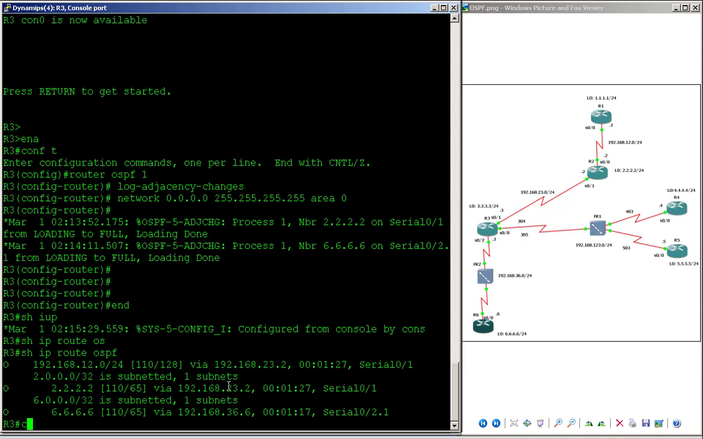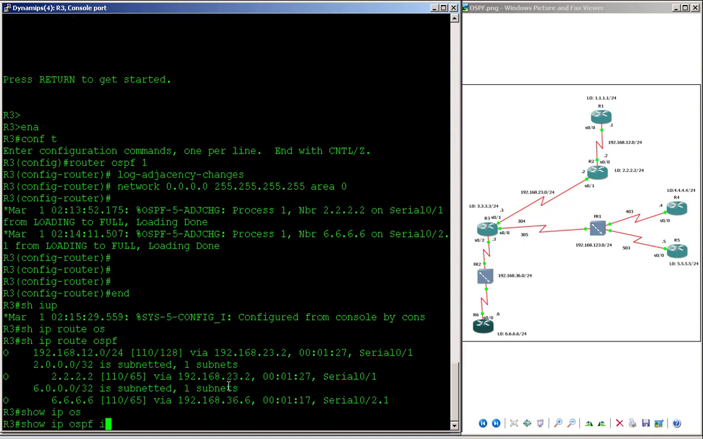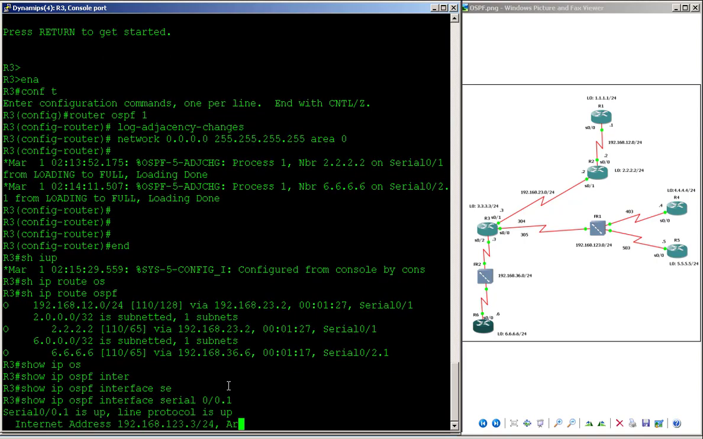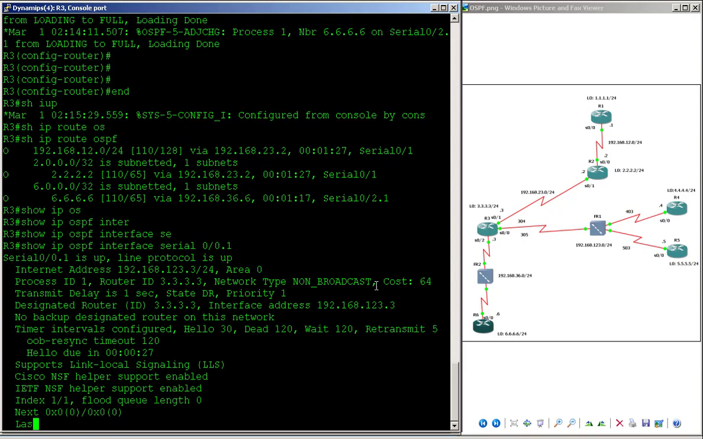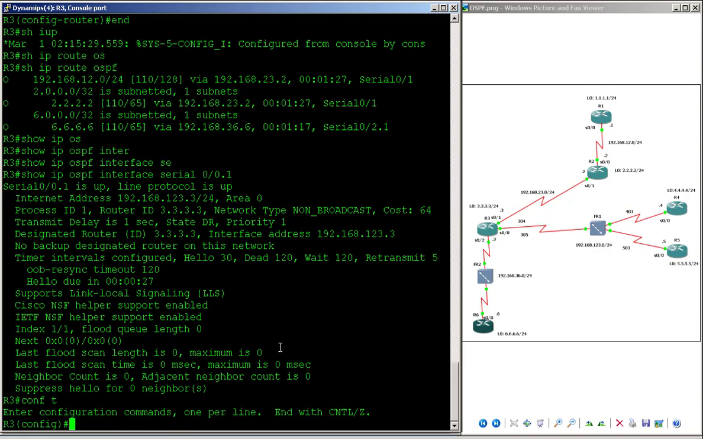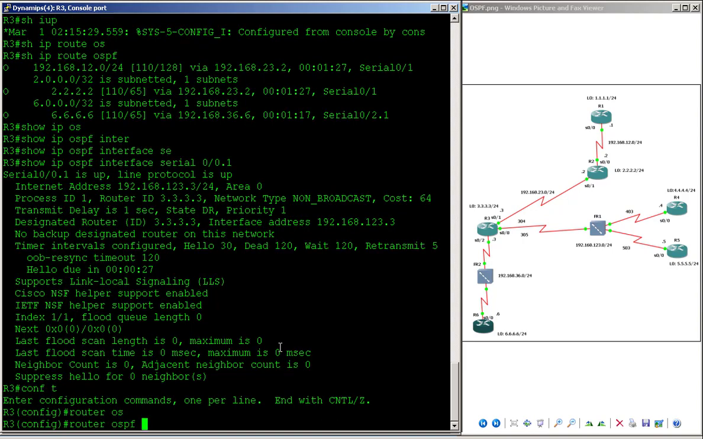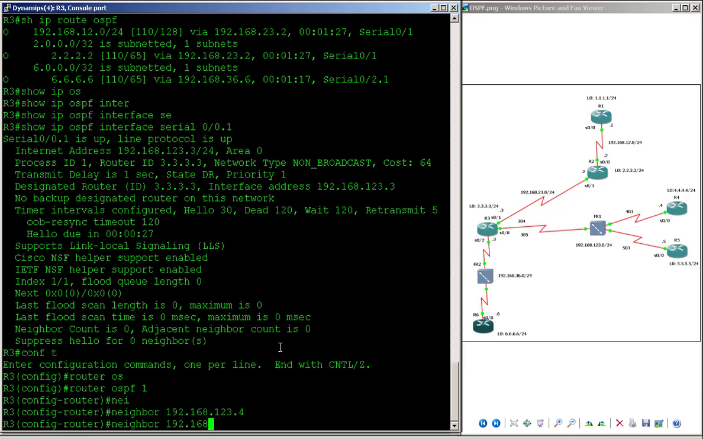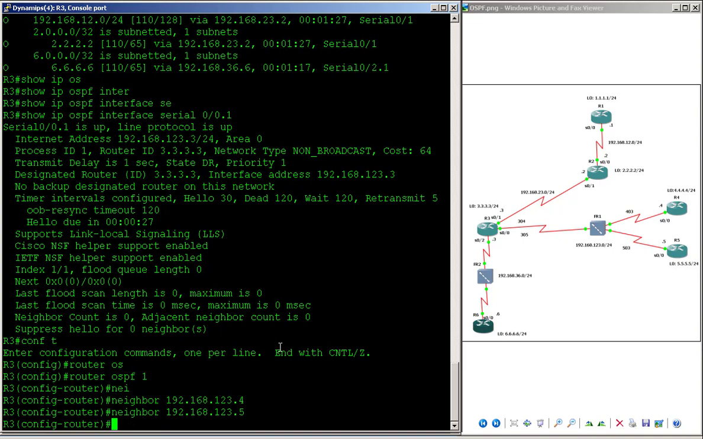On router 3 also, if we do show IP OSPF interface serial 0/0.1, which is the sub-interface for the point-to-multipoint, it's non-broadcast. So on router 3, 4, 5 the network type is non-broadcast, and this means that they cannot see each other for OSPF. To solve the problem, I have to go to router 3, router OSPF 1, and issue the command neighbor 192.168.123.4, which is for router 4, and .5, which is for router 5.